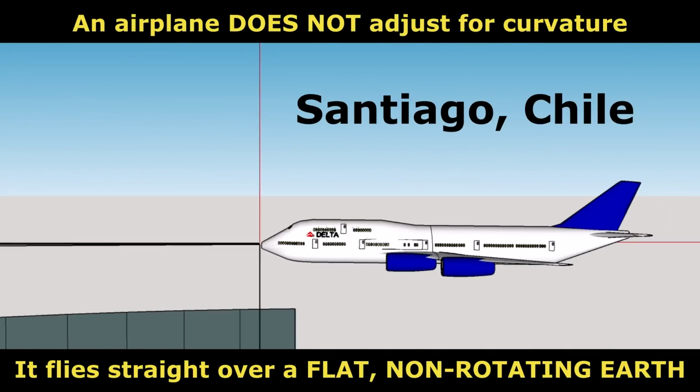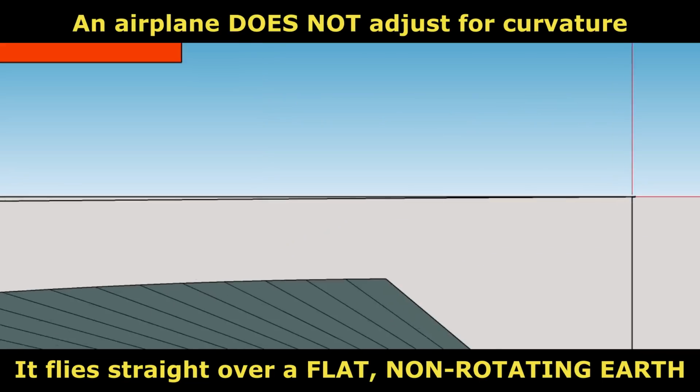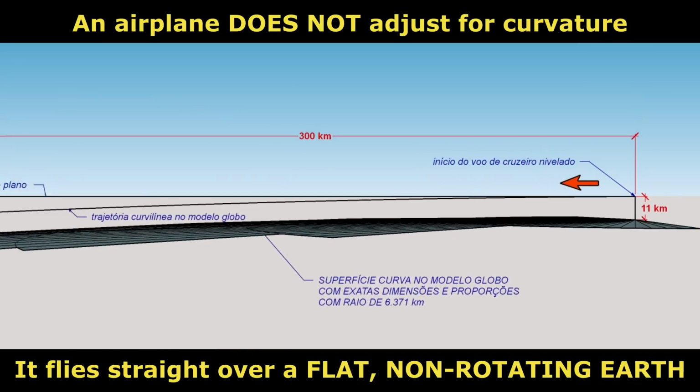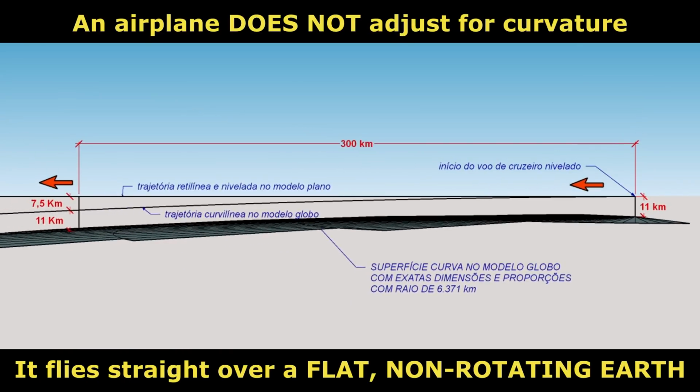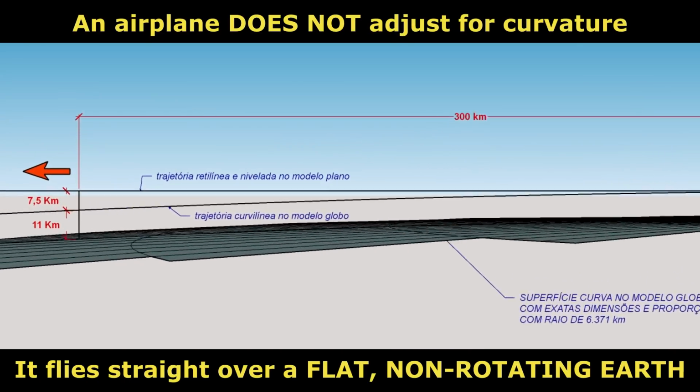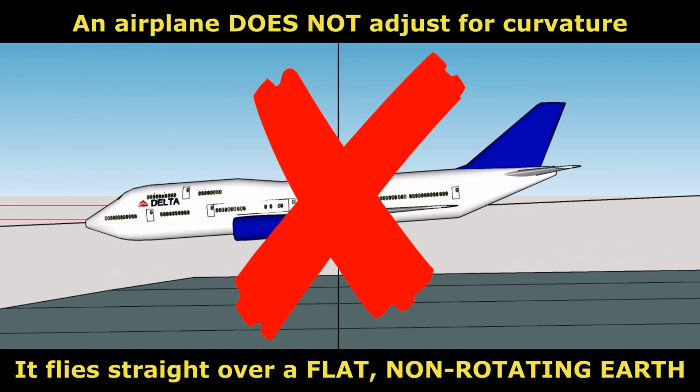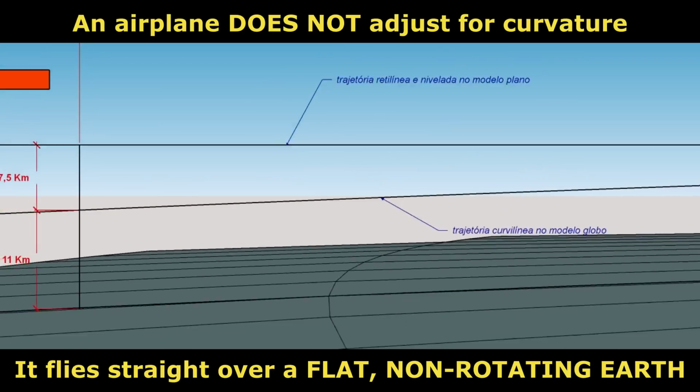So here you have the airplane taking off from Santiago in Chile towards Toronto, Canada. The very first example we will see is as if the plane was flying over a globe and dipping its nose. This is not what we observe, this is not what the instruments in the airplane show, and it is contrary to what we learn about the engineering of the airplane, as it was designed to fly straight and level.